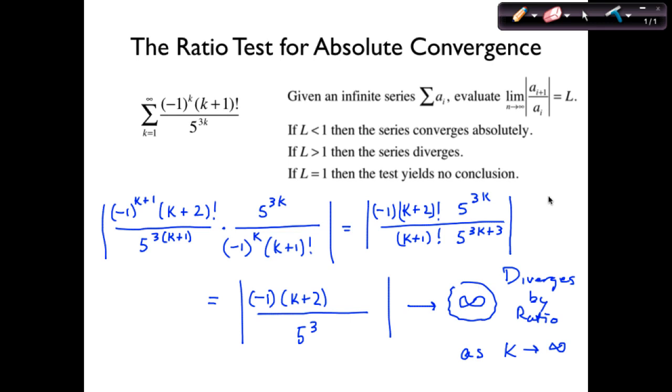Questions on this one? So the key thing to watch here is this is not 5 to the 3k plus 1, it ends up being 5 to the 3k plus 3. That was the key fact here. All right, let's do the last one.